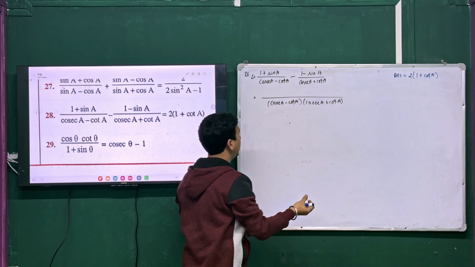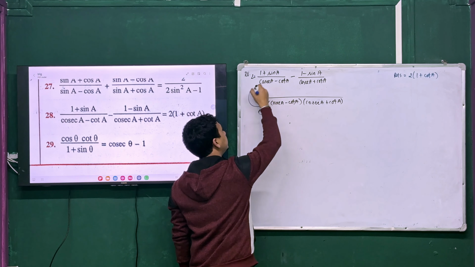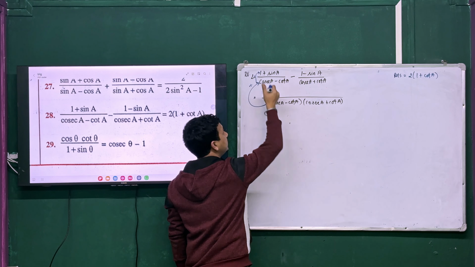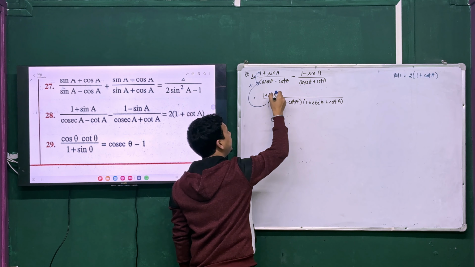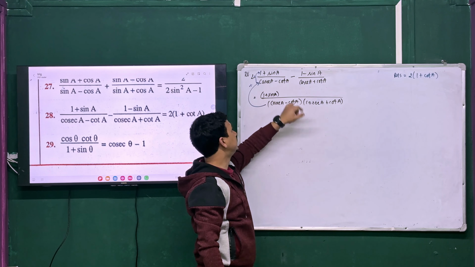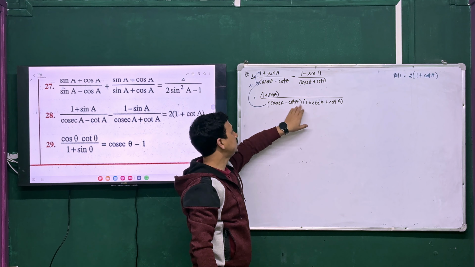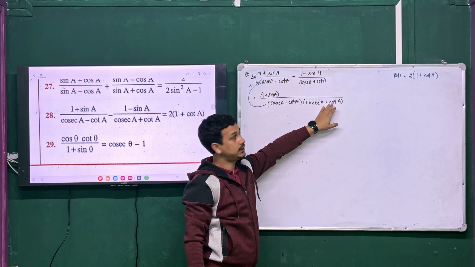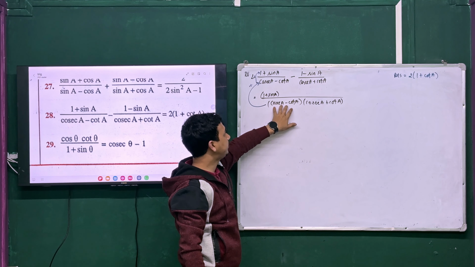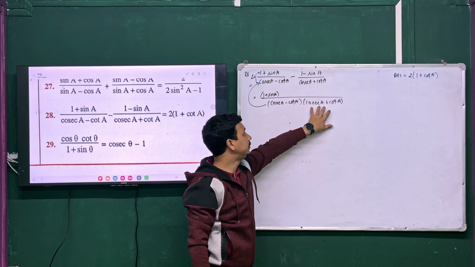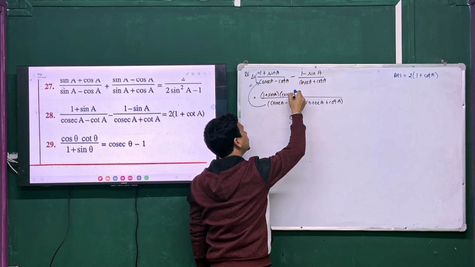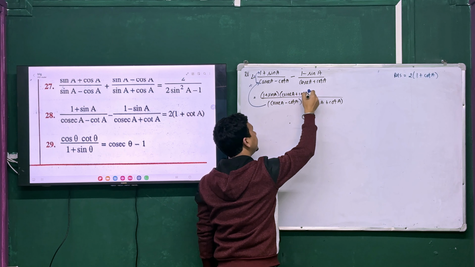Okay, so if you remember, how do we do? This divided by this, whatever we get, multiplied by this. So here we have 1 plus sine A. So this whole thing divided by this. So cosec minus cot into cosec plus cot. If you divide by cosec minus cot, obviously cosec minus cot and cosec minus cot will get cancelled and you'll be left with cosec plus cot.